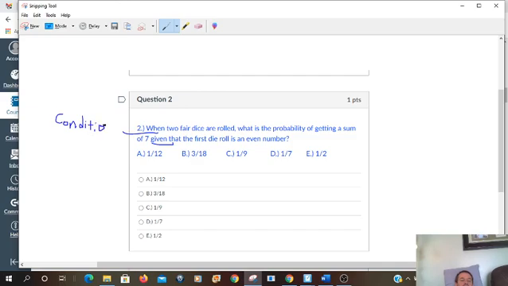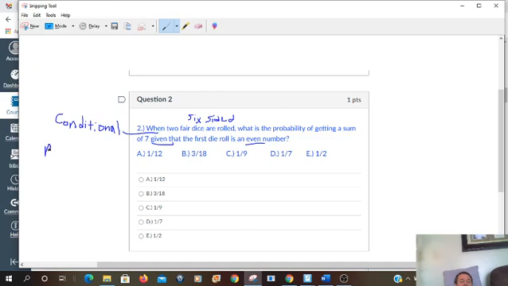With conditional probability, given that something has happened, what's the probability of something else happening? So when 2 fair dice are rolled, again, we mean 6-sided dice, what is the probability of getting a sum of 7, given that the first die roll is an even number? I think the homework assignment says odd number, but the process is basically the same because they both have the same count. I'll show you what I mean.